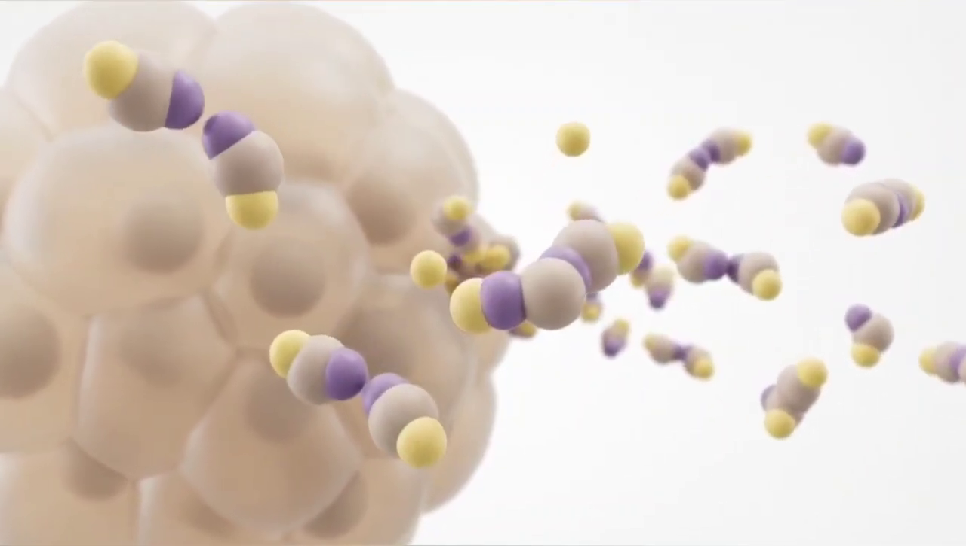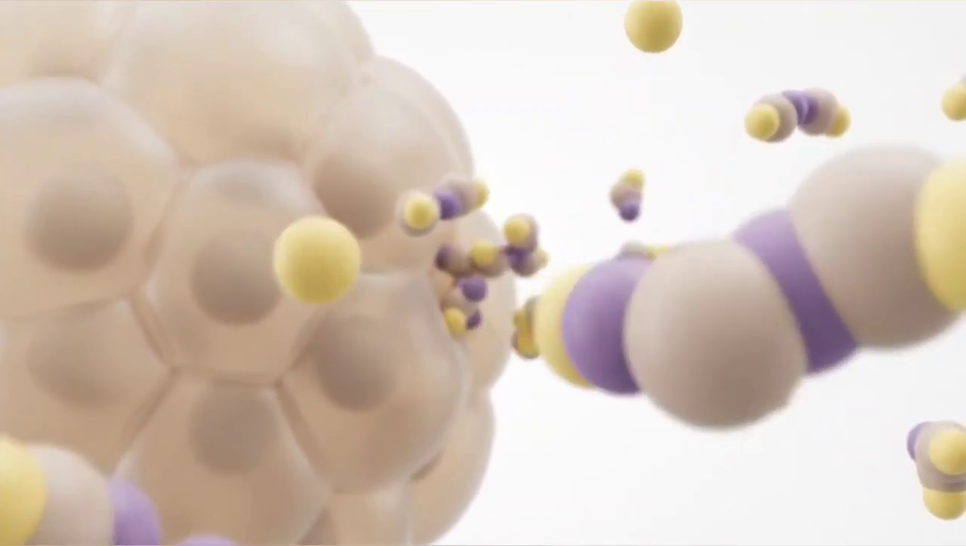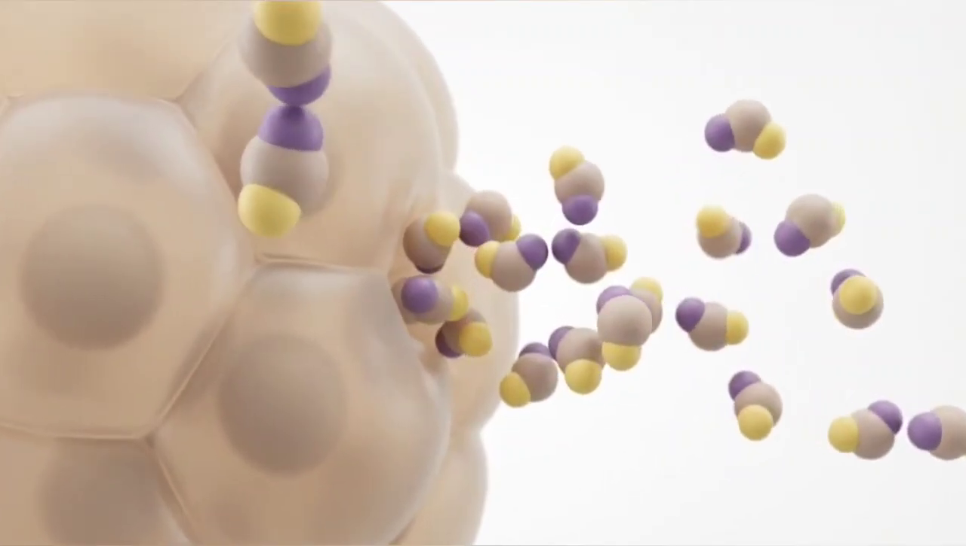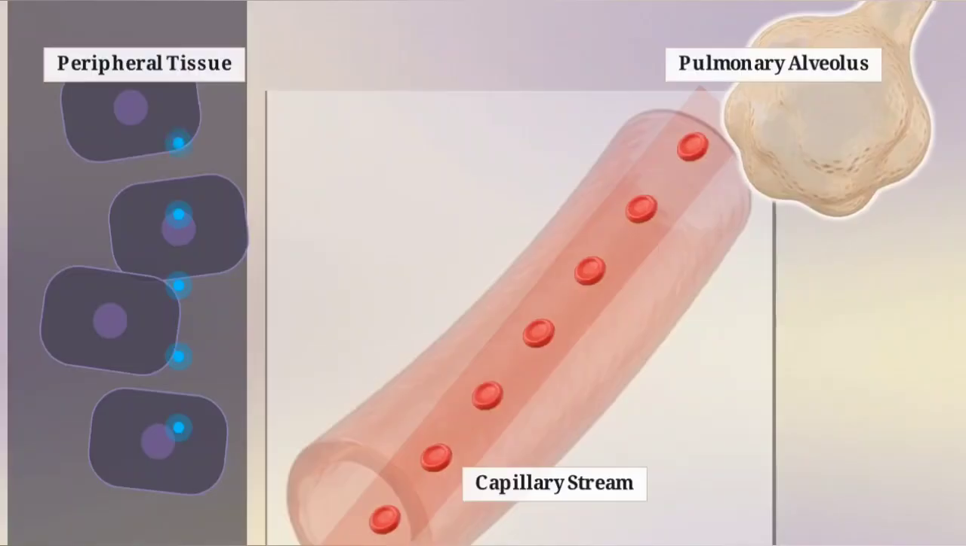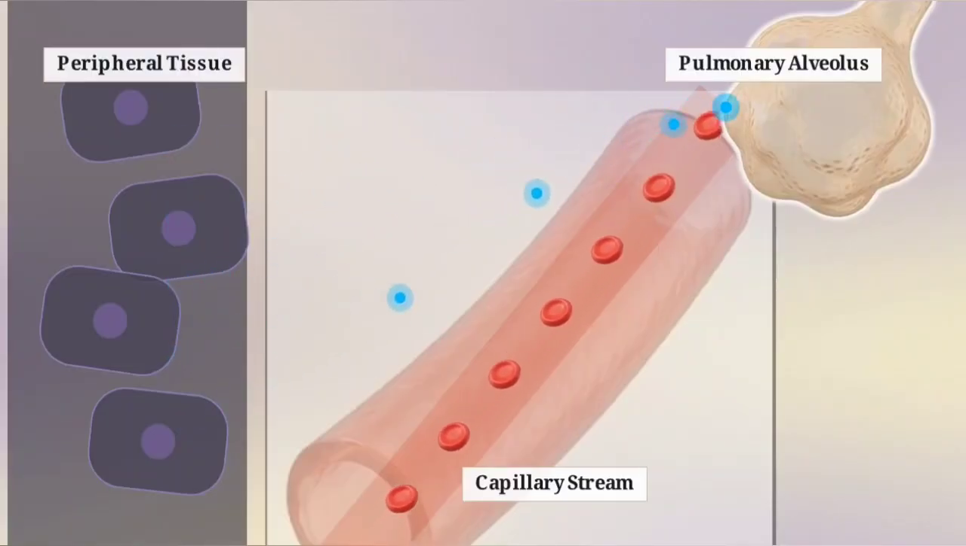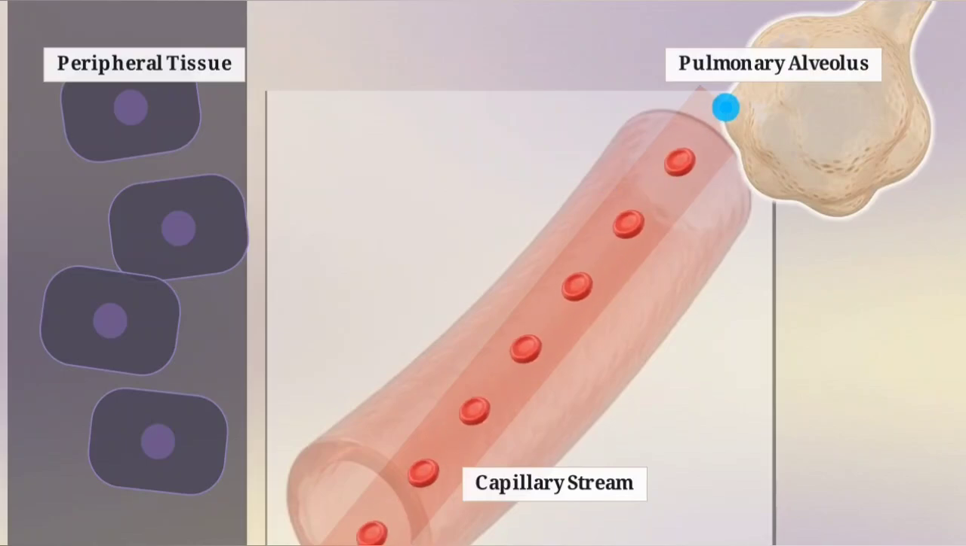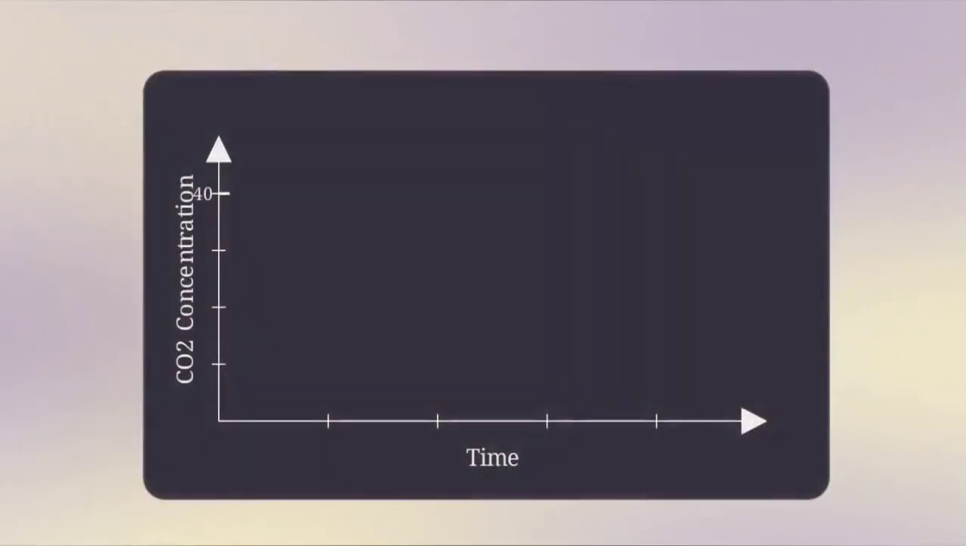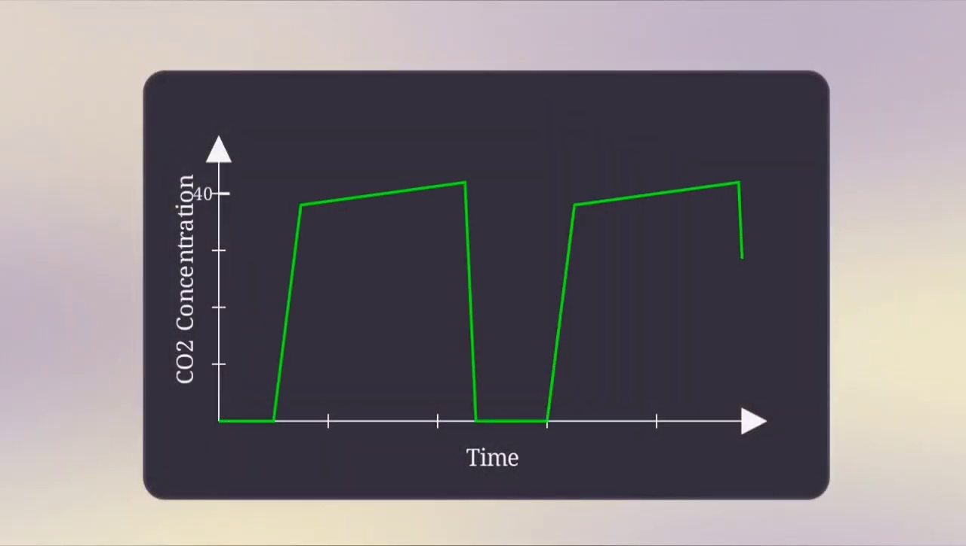Every exhaled breath carries a chemical receipt of cellular metabolism. Carbon dioxide is produced deep within the cellular tissue, diffuses into the capillary stream, and is transported to the alveoli to be expelled. Capturing and reading that receipt is the role of capnography. It is the continuous monitoring of carbon dioxide concentrations versus time within a gas mixture.